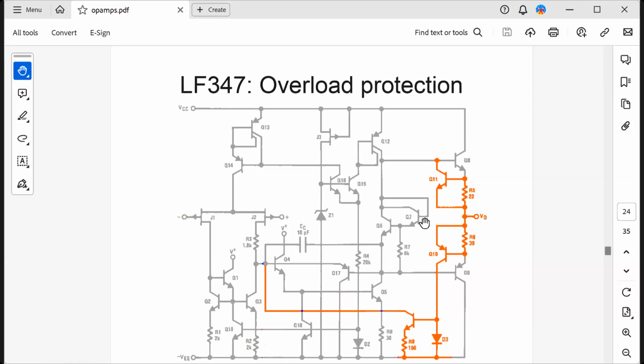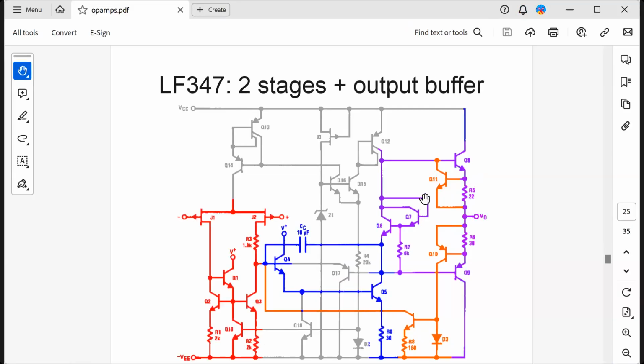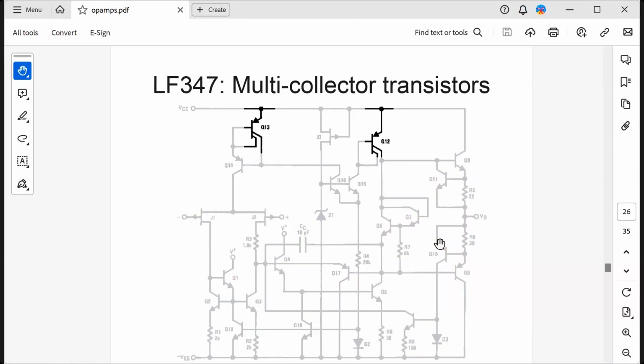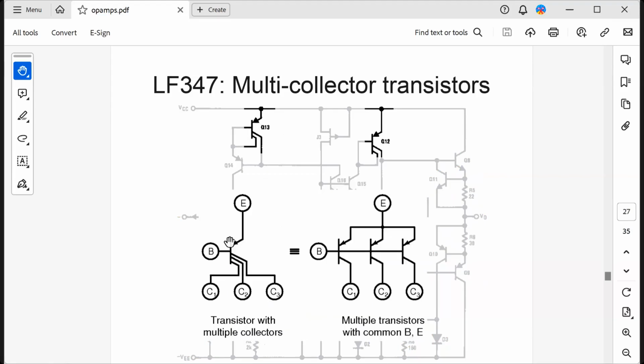So here also there is some overload protection. I won't go into it. Basically, you have these series resistors. If too much current flows through that, it activates some other transistors, which shuts down the op amp. Okay. So that is again 2 stages plus output buffer. And this looks weird. I don't know why they use the symbol with the bipolar transistors. It sort of mimics the structure, but basically it is multiple transistors in parallel. That's all.